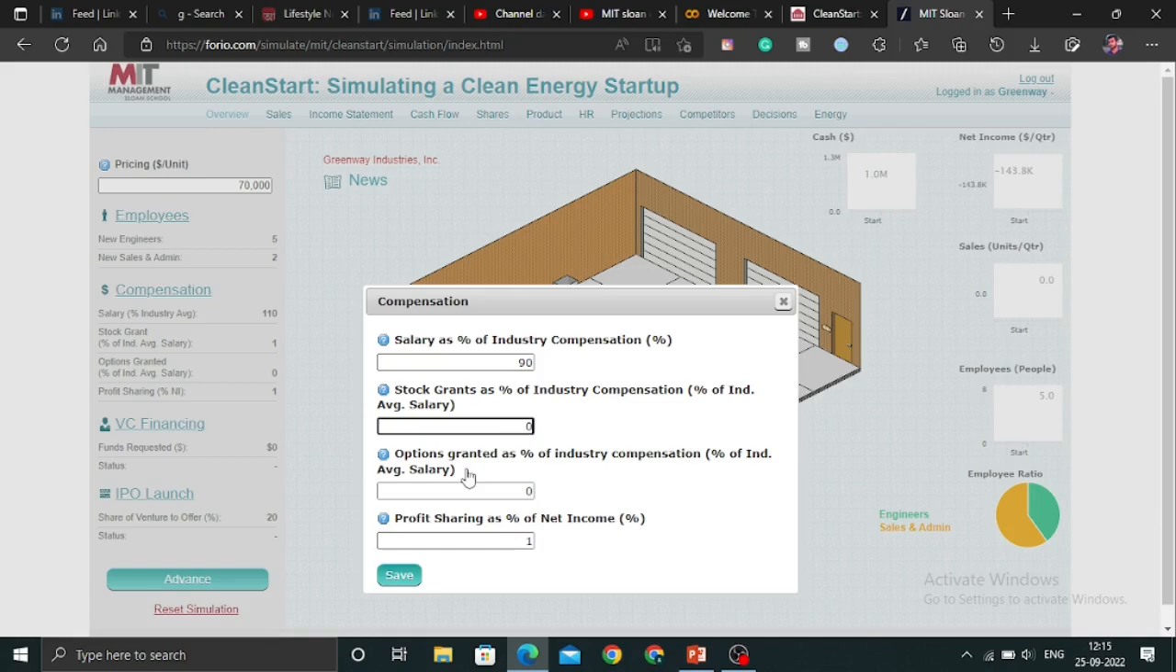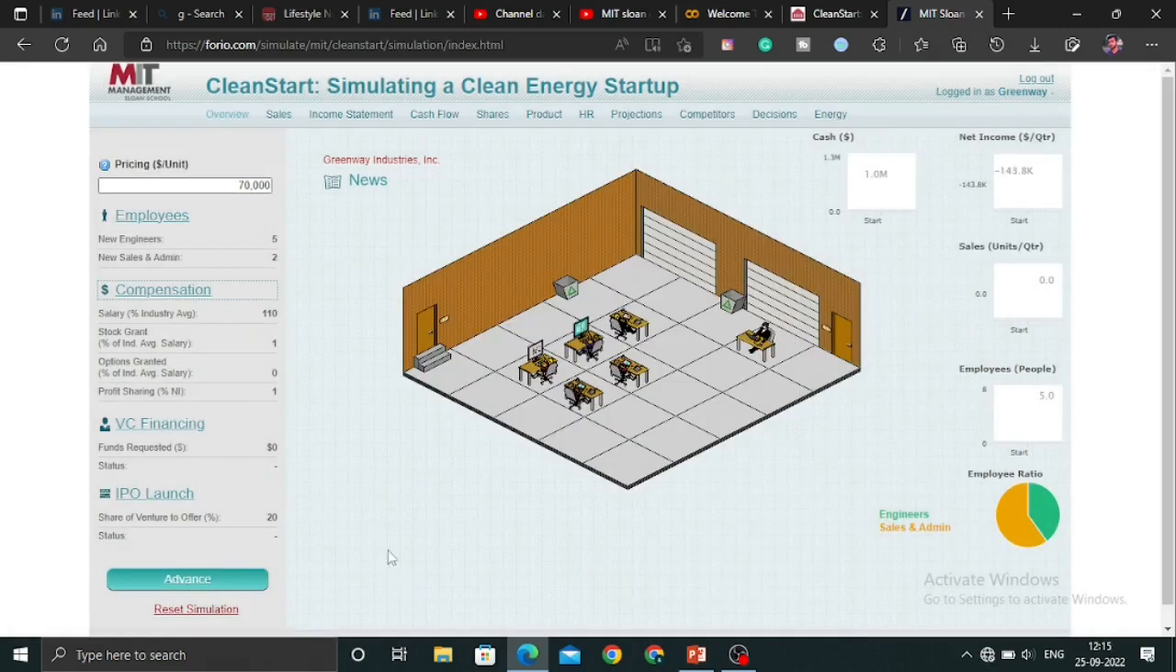We are not going to give any sort of stock grants, and not any option grants, and the profit sharing will also be 0, because we are not here to give some extra sort of benefit, as we are a startup. We have just started our business. So it is very important or vital to understand this.